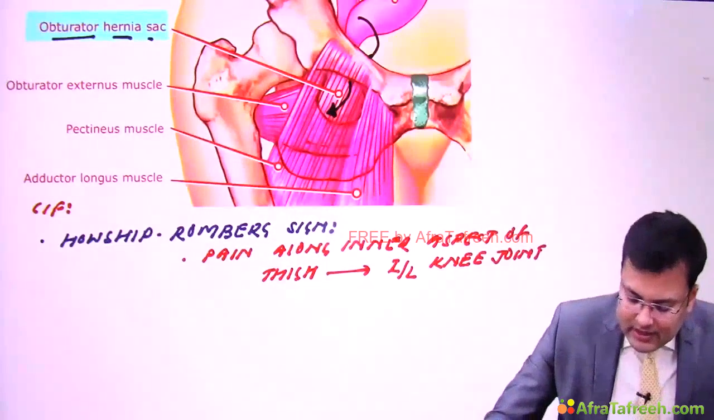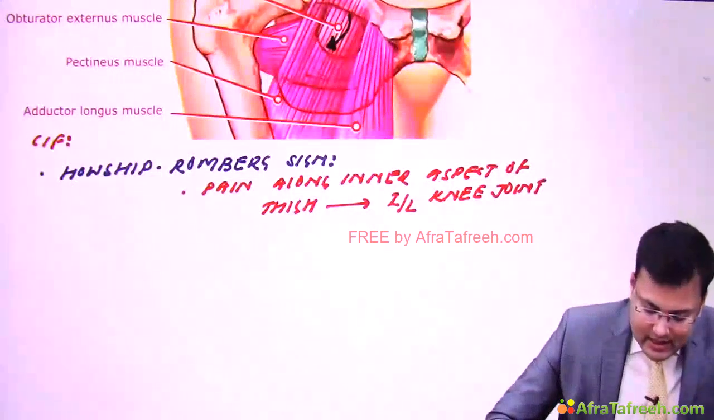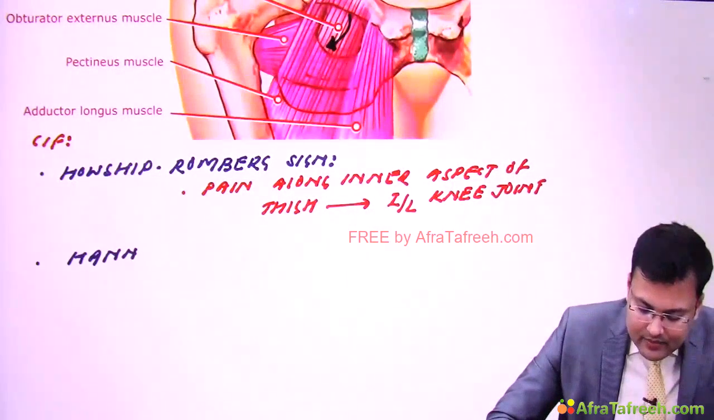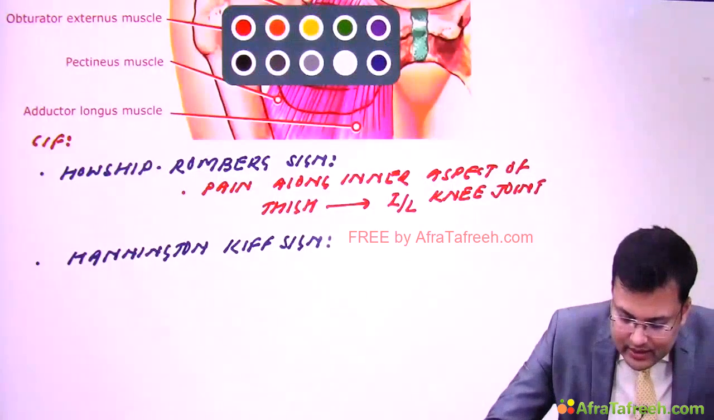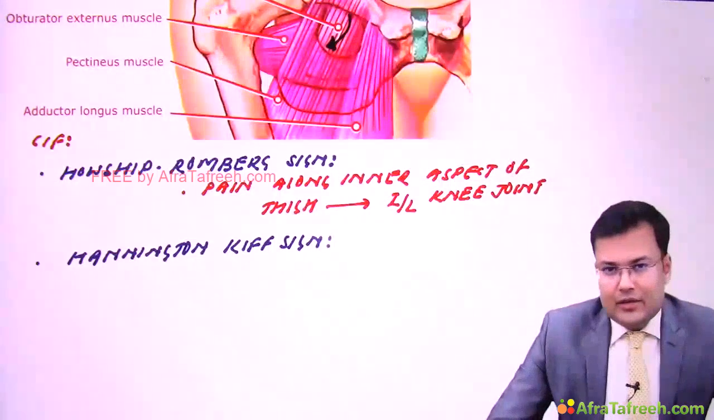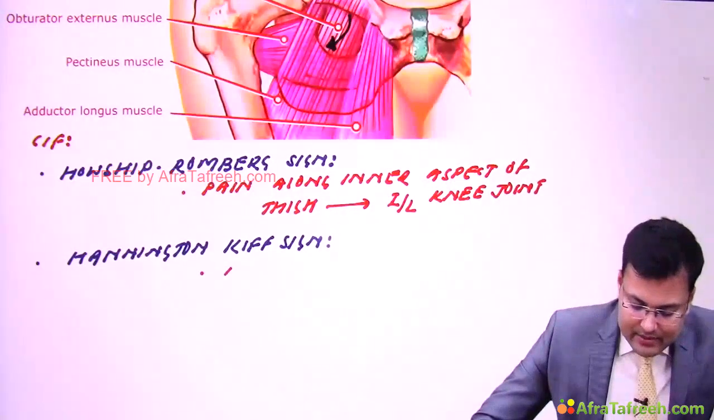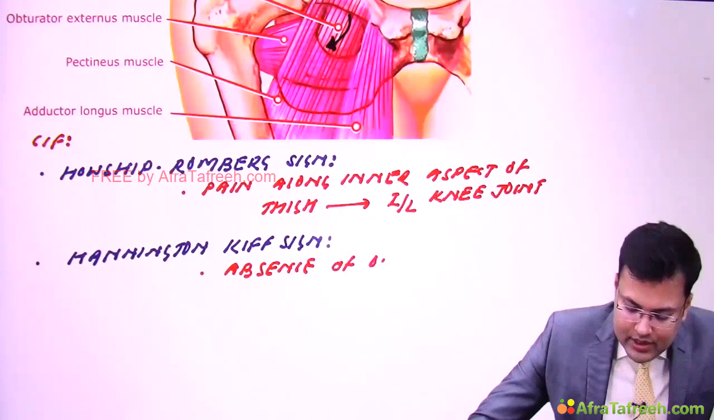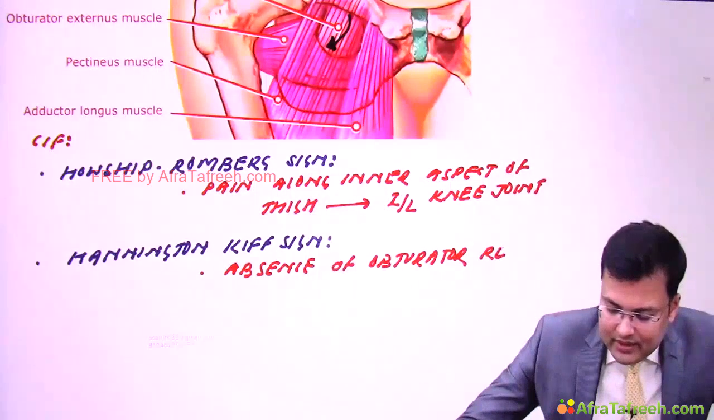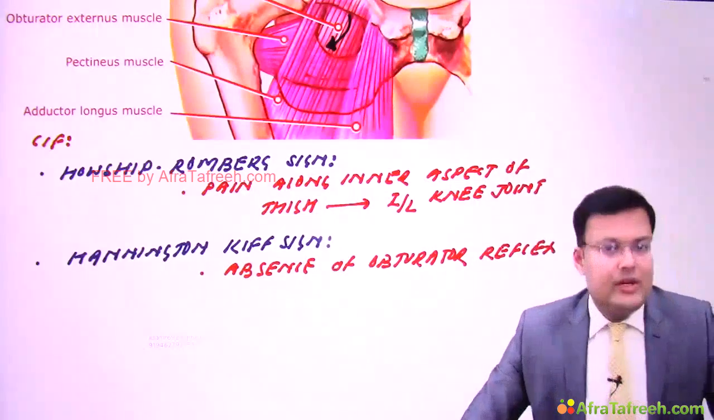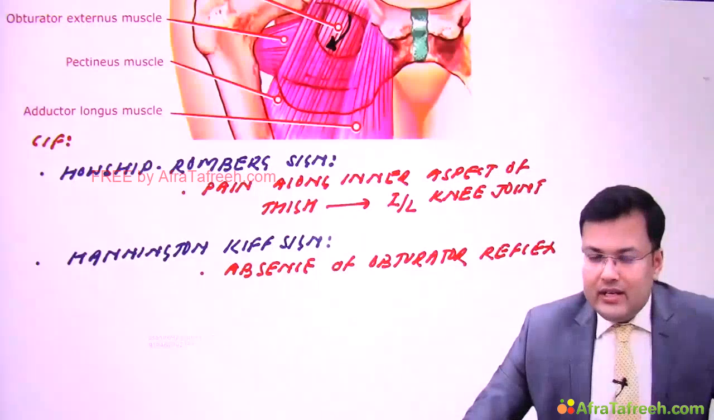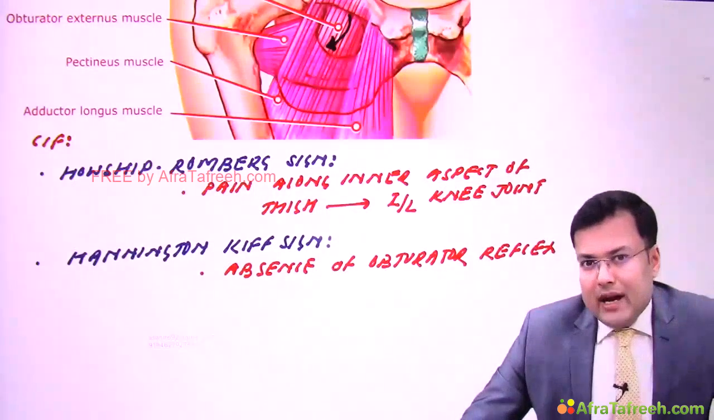And the second sign which is asked is Hannington-Kiff sign. Clear? What is seen here is that because of compression of the obturator nerve, there is absence of the obturator reflex. Obturator reflex is a withdrawal reflex. So this is absence of the obturator reflex. And how are we going to treat it? We have to perform the repair via a posterior approach.